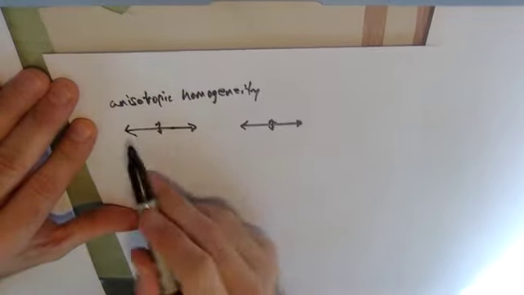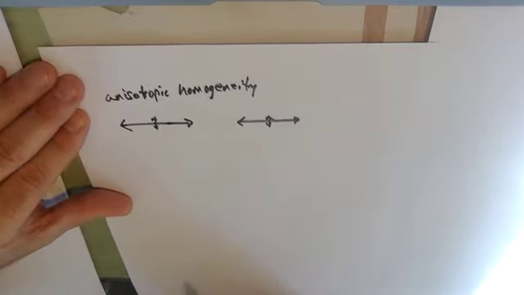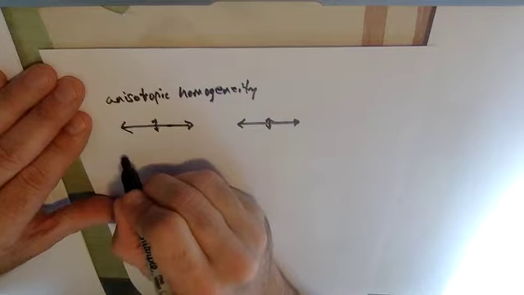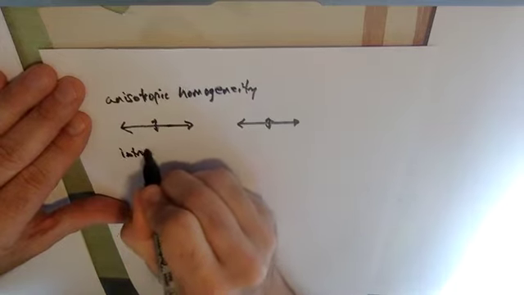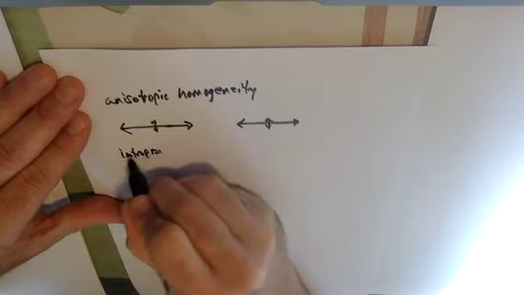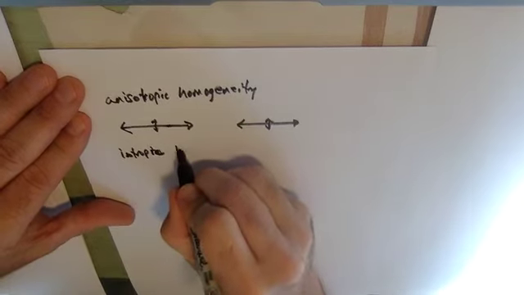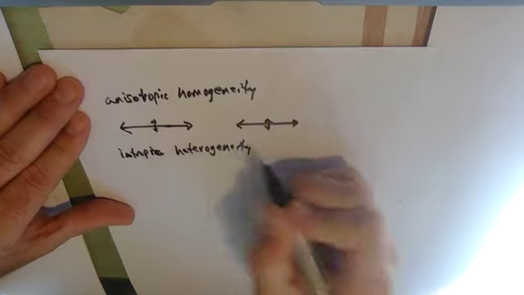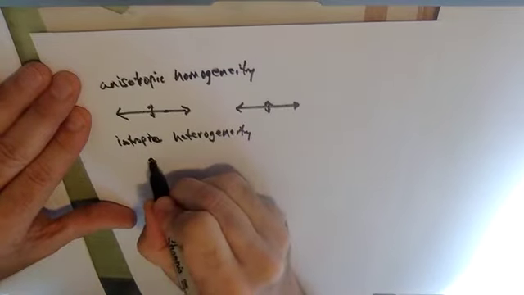Two different points have anisotropy, but they have the same degree of anisotropy. Or you could have isotropic heterogeneity, which would be something that looks like this.